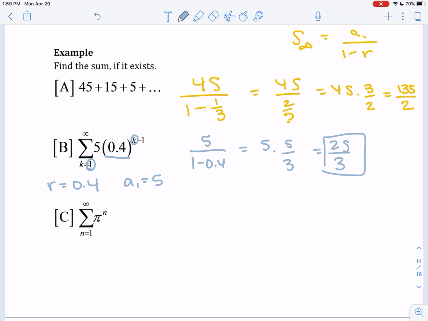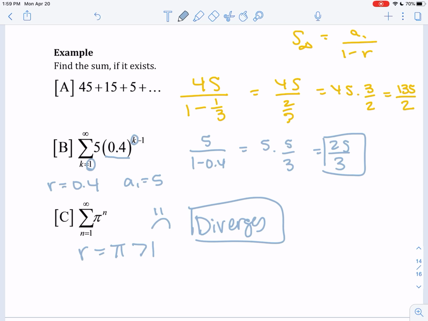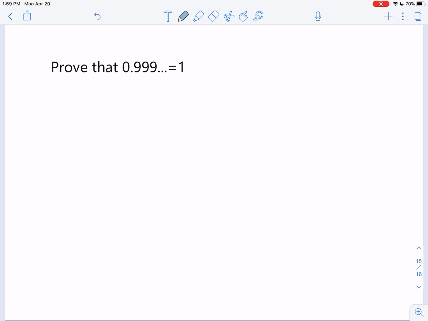Okay. All right, what about that last one? It is geometric, but what is r? R is pi, which is greater than 1. So this series diverges, is what we say. That diverges, the others converged. Okay. All right, last one.